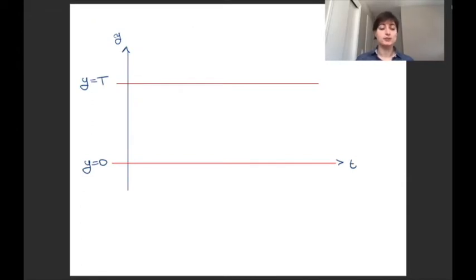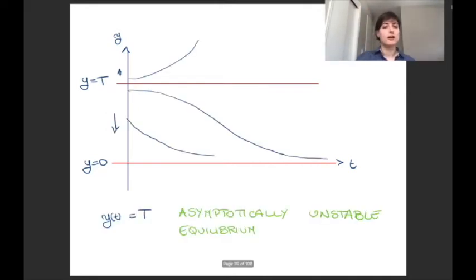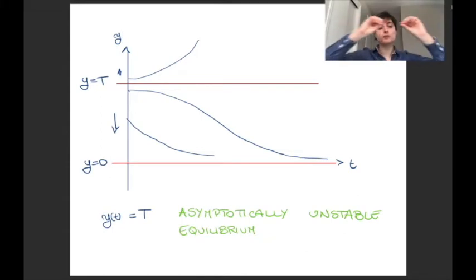Now we have the same equilibrium solutions as before, so y equals 0 and y equals capital T are 2 equilibrium solutions. But what happens between the two and outside of these two is different, because things move away from T, not towards it. So T is an asymptotically unstable equilibrium. For time tending to infinity, everything that started close to T is going away from it.